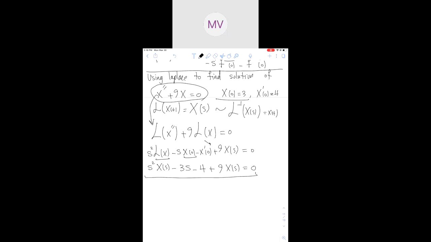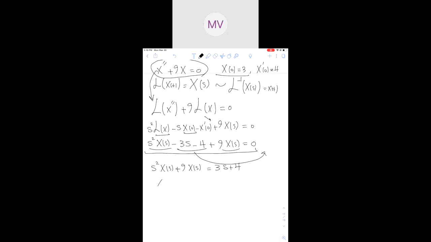So bring all the variables to one side and the known parts on the other side. Pull out the common part by the coefficient of x of s, right? So I want to solve for x of s. I have two terms having x of s, so I can bring these to the other side. So it's going to be s squared times x of s plus 9 x of s equals 3s plus 4. Agree?